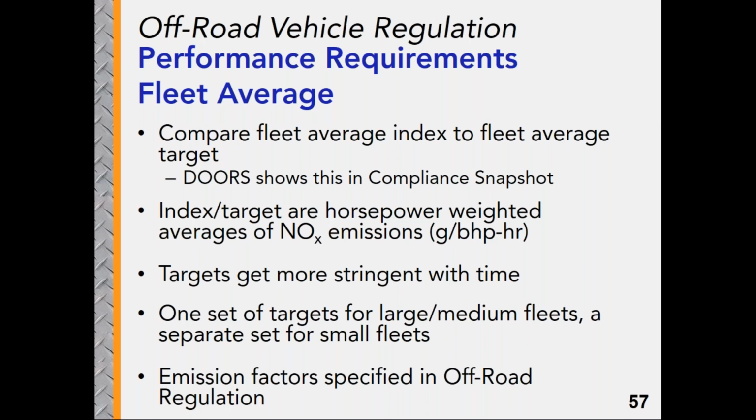Emission factors are defined as the emission rate of a device in grams per brake horsepower, and the emission factors are predetermined based on the engine model year and the horsepower of the engine. So this information is listed on your emission control label, and it's all based on the certification from the federal government.